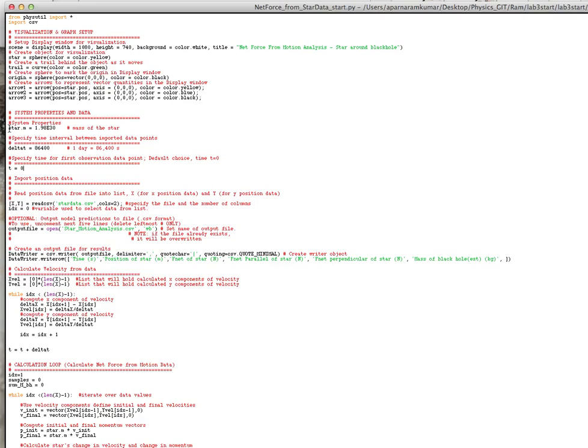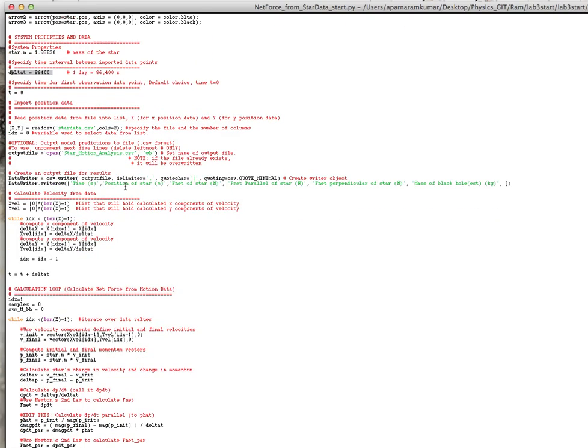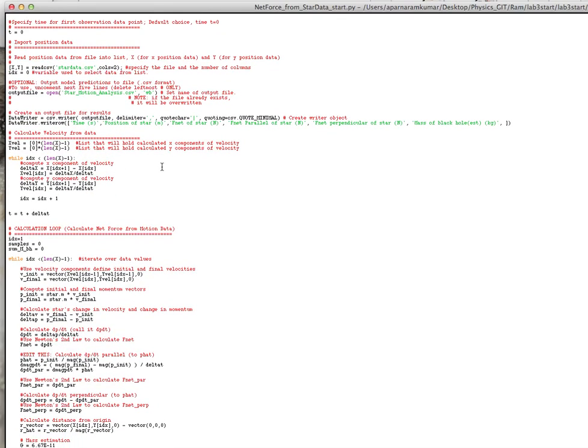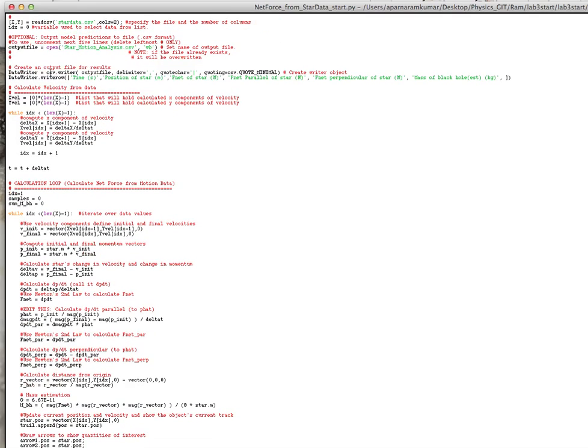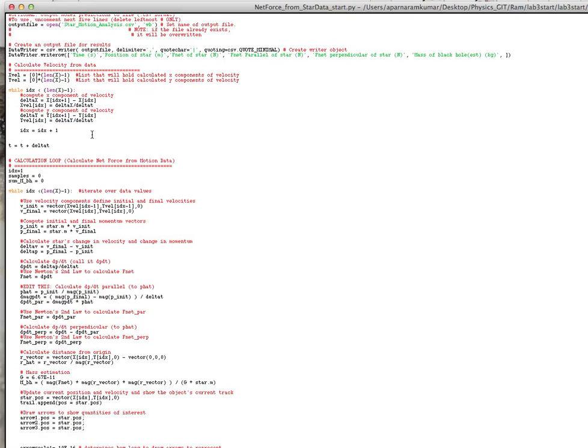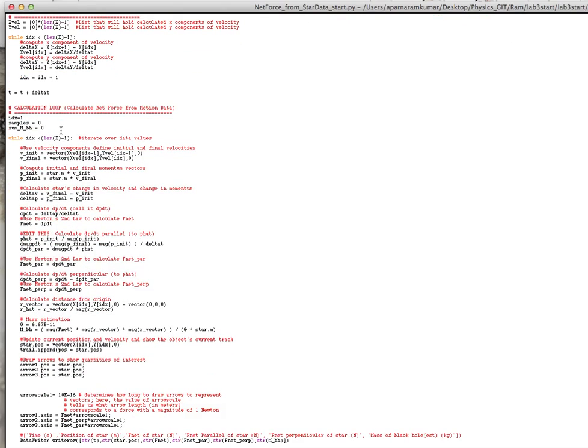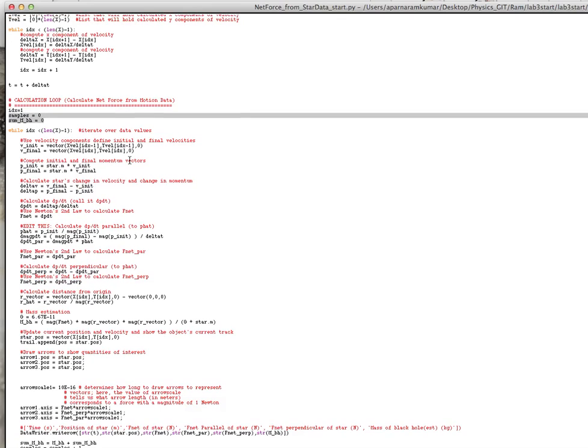So here I have set the mass of the star to be 1.88 times 30, and the delta t is going to be 1d. And I will highlight the obvious differences that I made. I would like to store the output in a file so that later I can open it and do some analysis. That's the reason I'm using a data writer. And this is where I added some logic to find the average mass of the black hole.